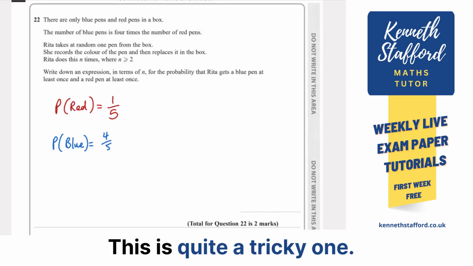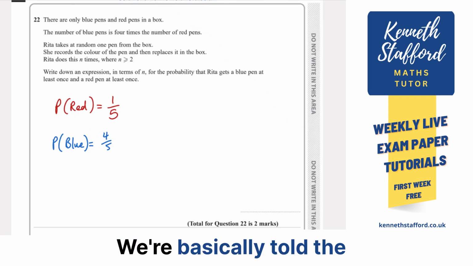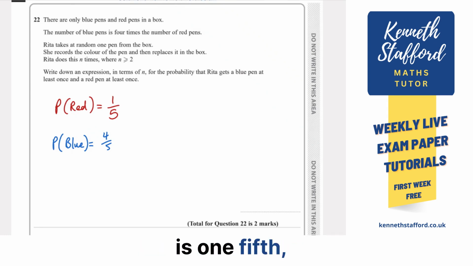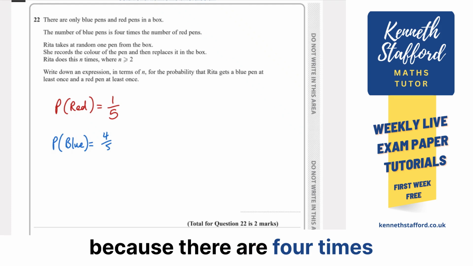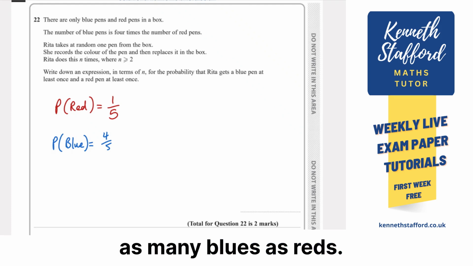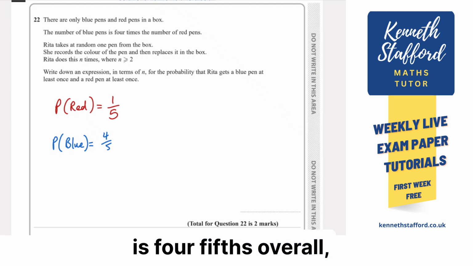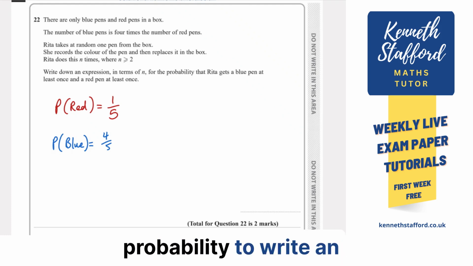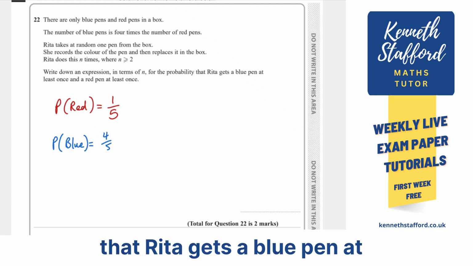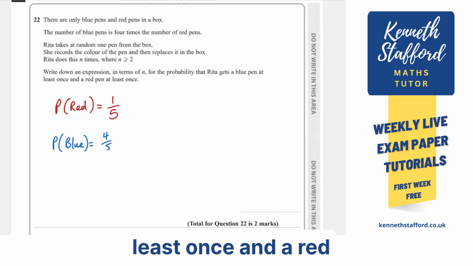Question 22, this is quite a tricky one. We're basically told the probability of a red is 1/5 because there are 4 times as many blues as reds. So therefore the probability of a blue is 4/5. Overall, we're being asked to write an expression for the probability that Rita gets a blue pen at least once and a red pen at least once.